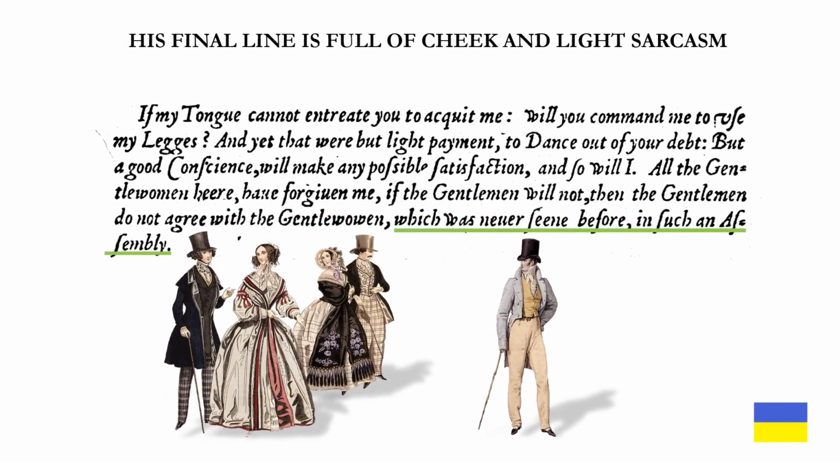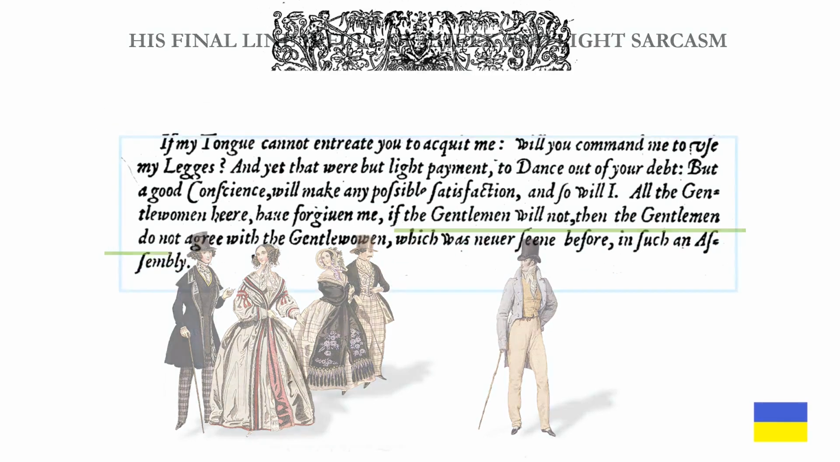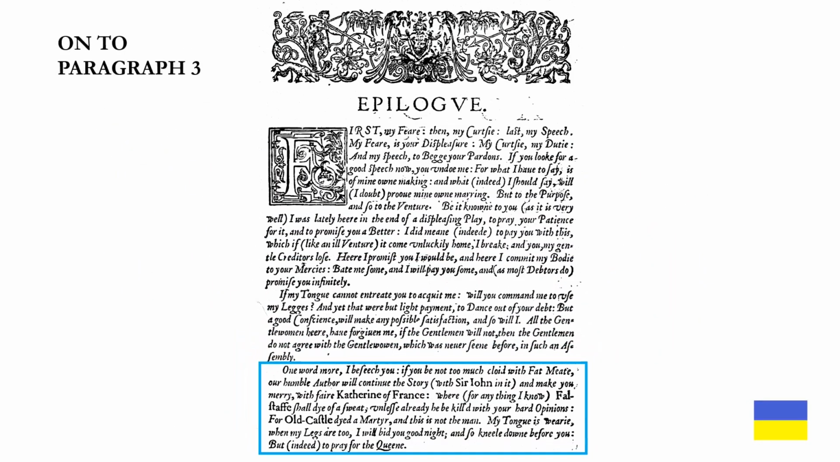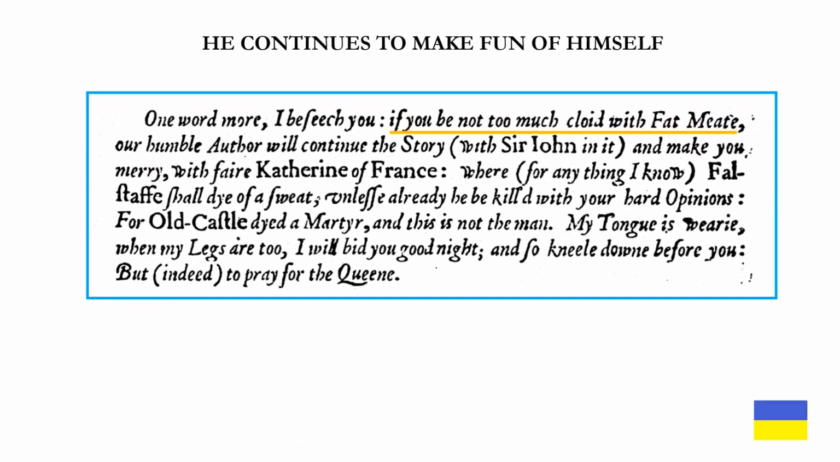His final line is full of cheek and light sarcasm, in which he says, "which was never seen before in such an assembly." Of course everybody's seen that sort of thing before. Gentlemen and gentlewomen, noblemen and noblewomen. We're always arguing or bickering about something or other. On to paragraph 3, which is a little bit more complicated than the previous two paragraphs.